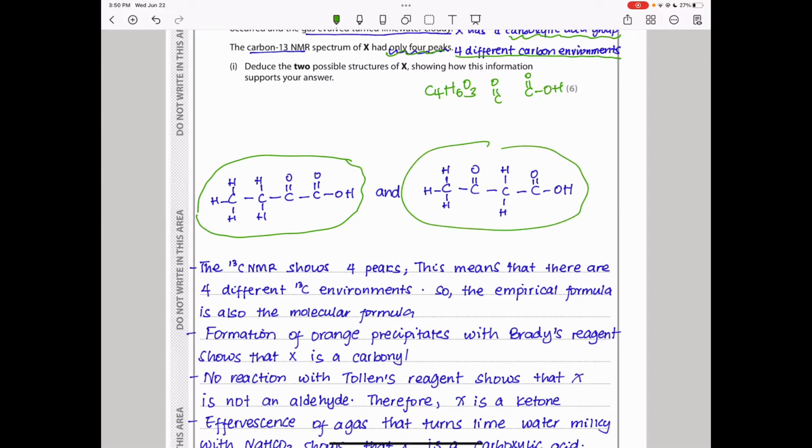Because remember, the carbonyl is either going to be on carbon 2 or carbon 3. The carbonyl can never be on carbon 4 and it can never be on carbon 1. Because if it goes to carbon 4, then that will be an aldehyde. If it's on carbon 1, then we will not have the carboxylic acid. So it's only these two structures.